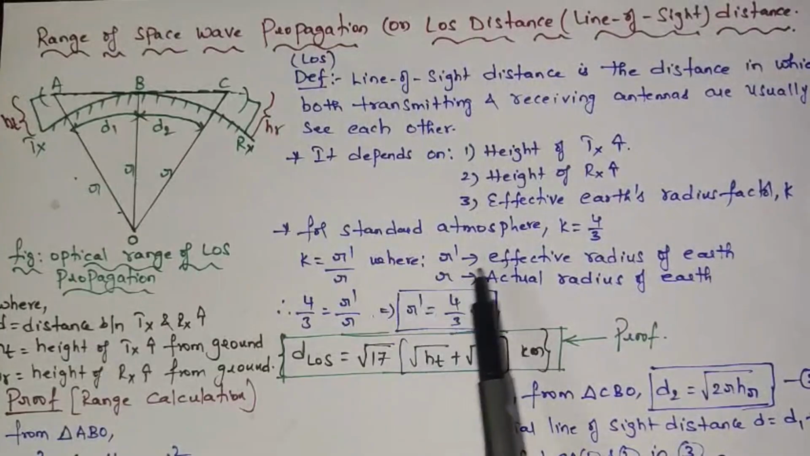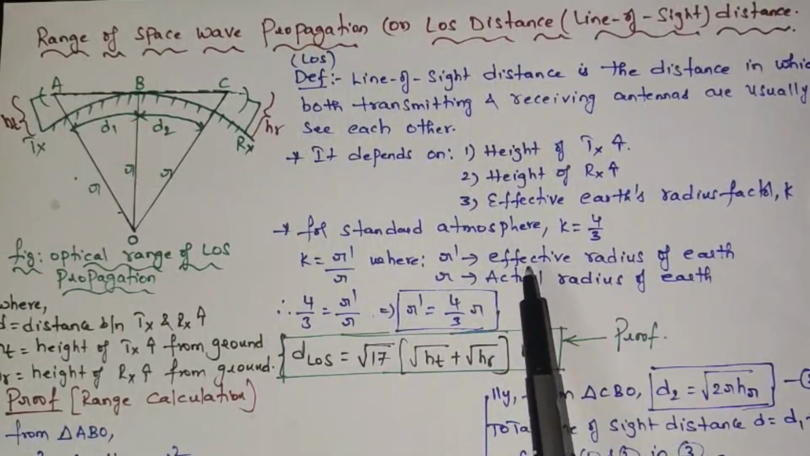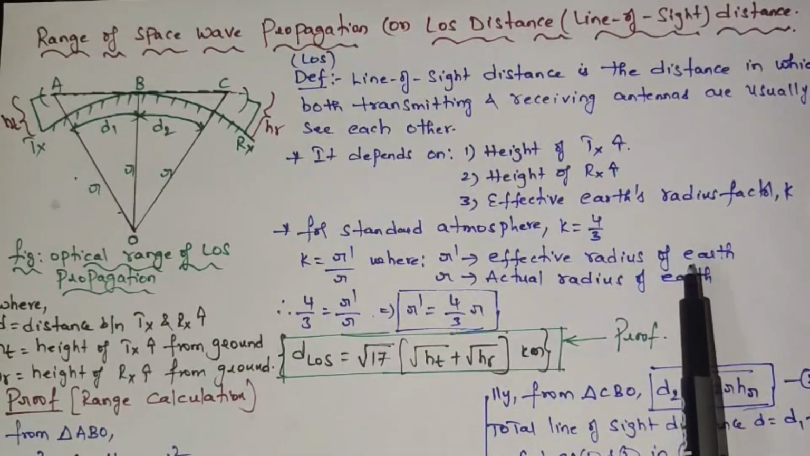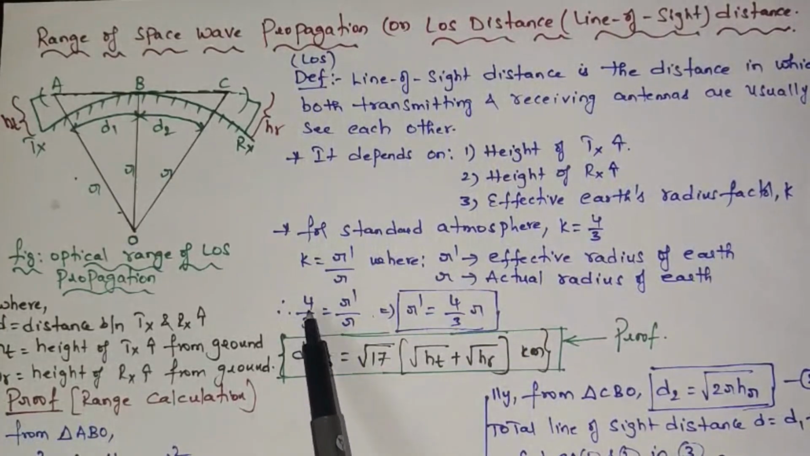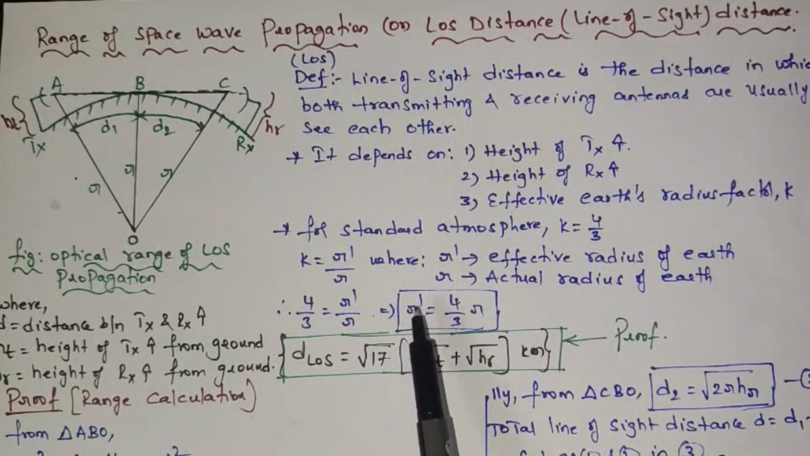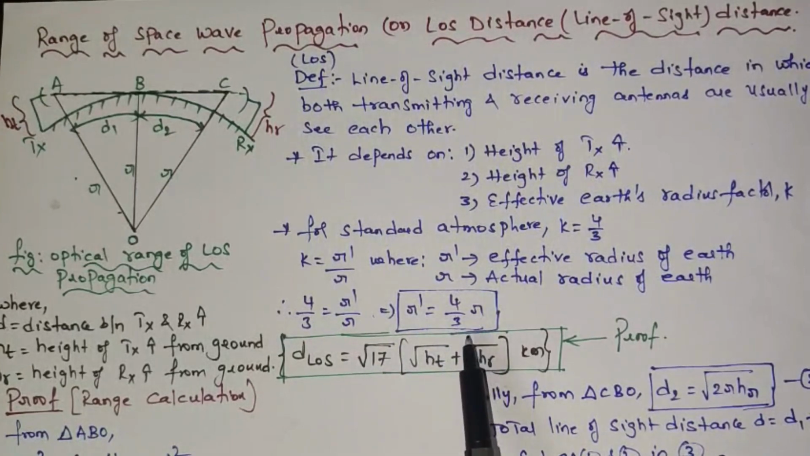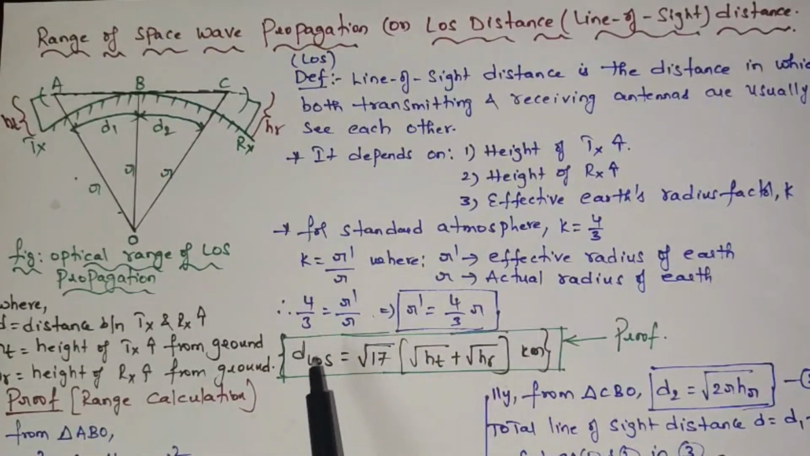If you add the actual radius plus the extension radius, then you will get the effective radius of the Earth, which is denoted as R dash. Now substitute the K value in this equation. K is 4 by 3, equal to R dash by R. From this, you can calculate the effective radius of Earth: R dash is equal to 4 by 3 into the actual radius of the Earth. The final equation of the LOS is that the range of the line of sight is given as square root of 17 into square root of HT plus square root of HR in kilometers.